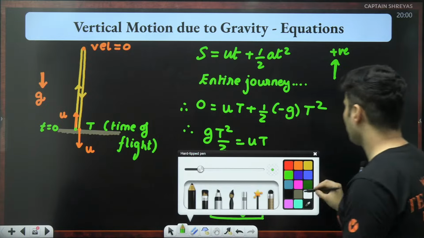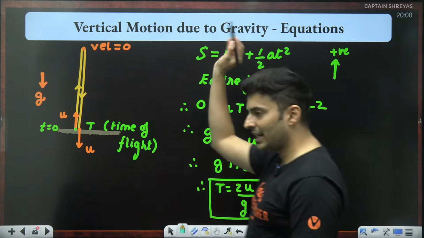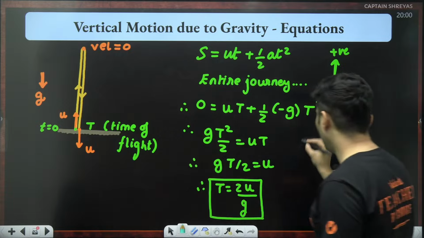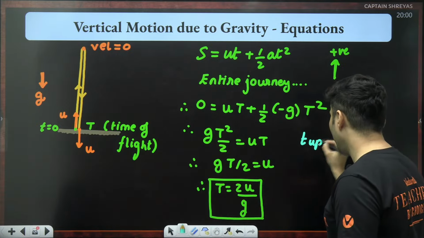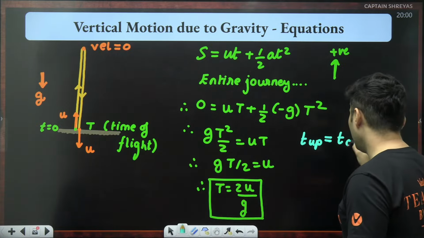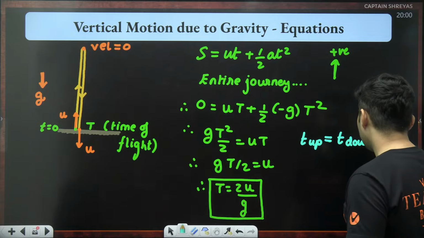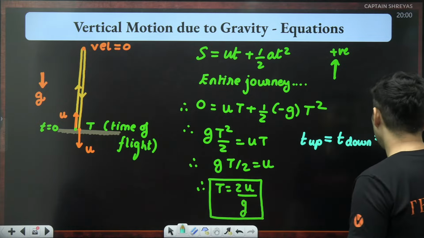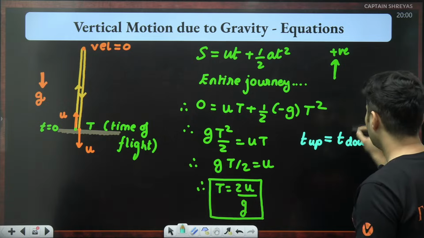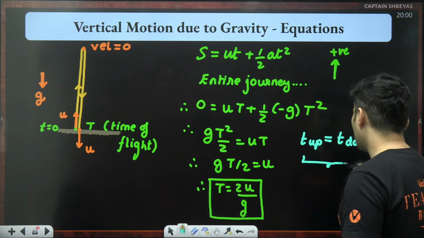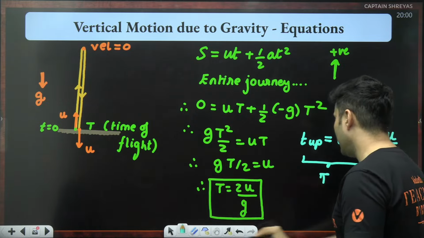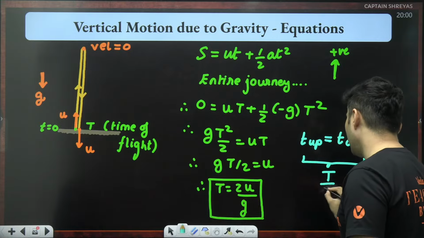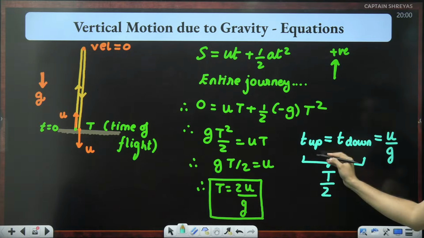Also, this tells me that since the motion is symmetric while going up and down, the time taken to go up, which is also the time taken to come down, will be exactly half of this. It will be u by g. Both should be just the total time divided by 2. Keep that in mind. Okay.